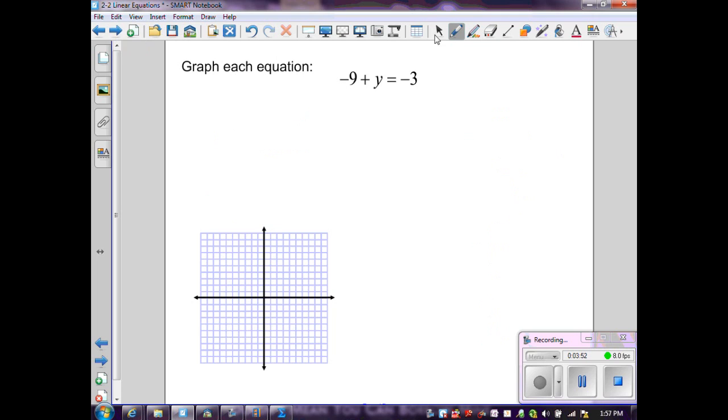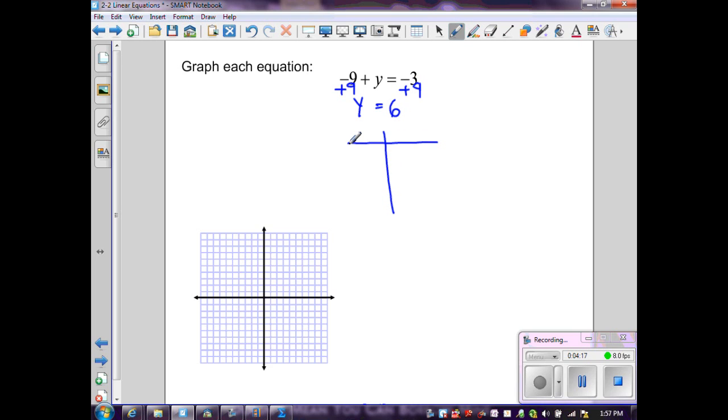Our next equation is a negative 9 plus y equals a negative 3. Again, anytime I'm given a single variable, here y, I want to solve for that given variable. So y, add 9 to both sides, is going to give me y, negative 3 plus 9 is a positive 6.